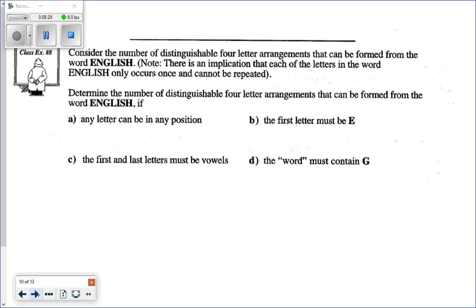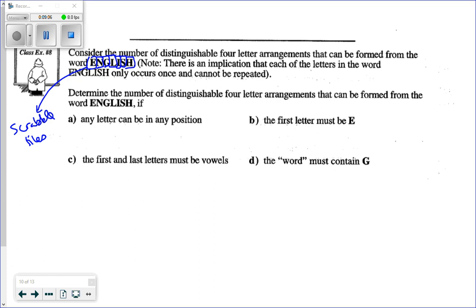So this is just a refresher from what we did yesterday, okay? It says, consider the number of distinguishable 4-letter arrangements that can be formed from the word English. Okay, so when you get questions like this, what I want you to do is imagine the word English is on Scrabble tiles. So each letter is its own little tile, okay? And we're going to rearrange those letters to create these new arrangements.